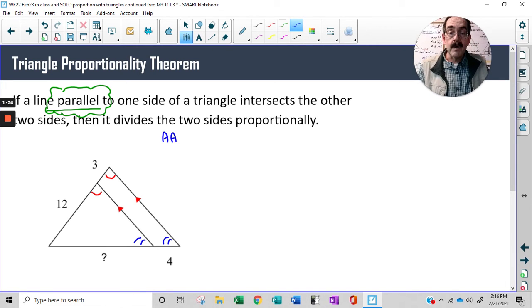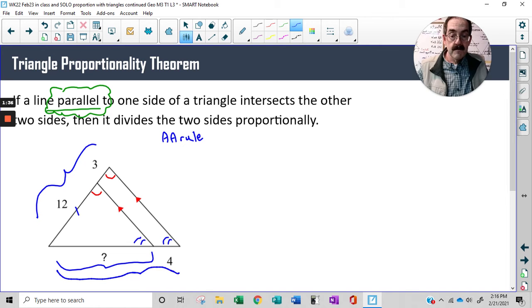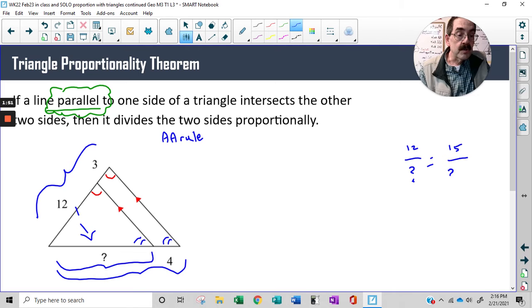Now to set up the proportions, we have the short to the long, short to the long. Now watch how I just write this. I'm going to go this direction. 12 goes to the question mark as 15 goes to the question mark plus 4. Now if that's confusing how I got it, draw the two triangles.